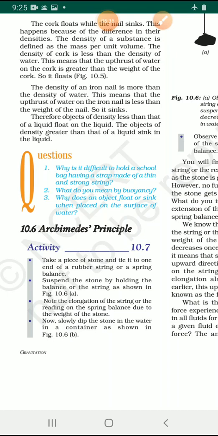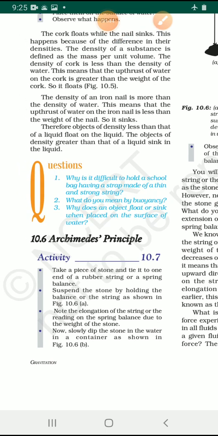So next question, we can say: why is it difficult to hold a school bag having a strap made of thin strong string?